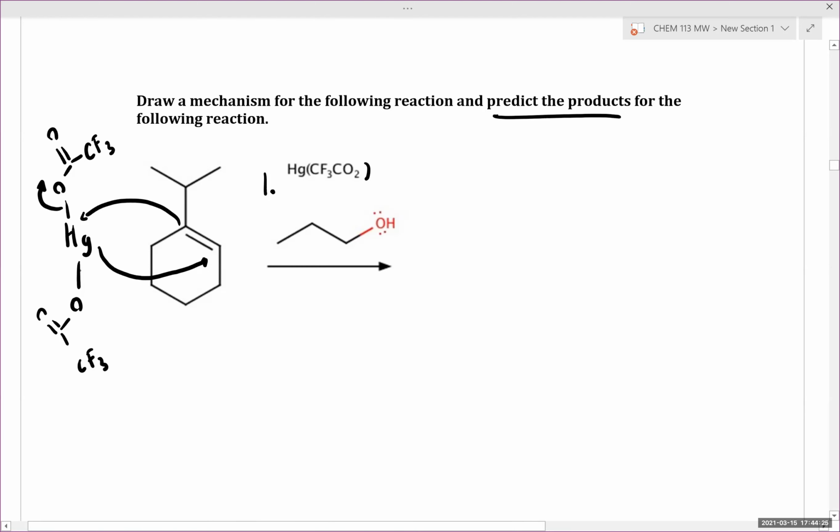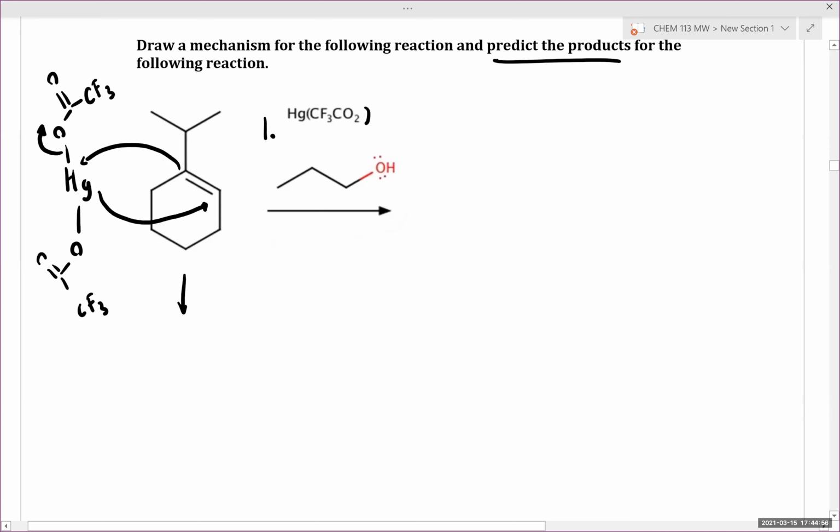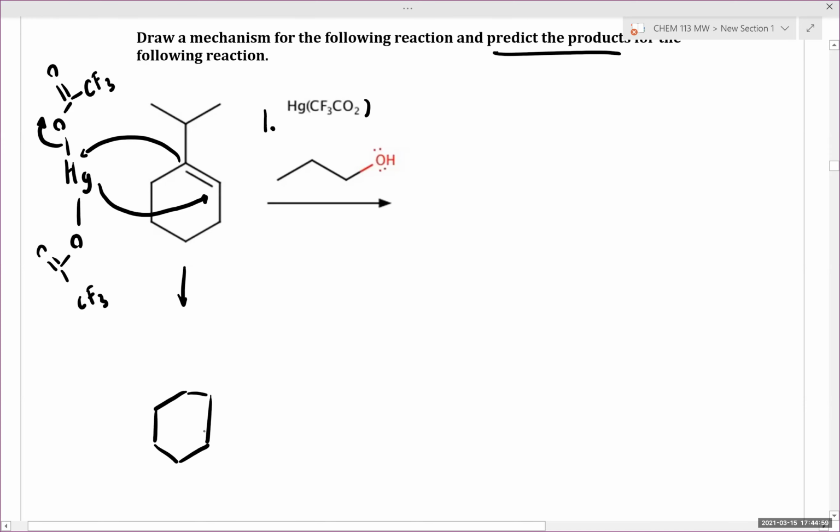Because mercury has a certain number of available sites for coordination. Yep. So we generate our cyclic mercurinium ion with one trifluoroacetate group still remaining. I'm just arbitrarily showing the mercurinium coordinated on the bottom face. So now what's our next step? Let me draw that down here just so that way we can draw the product in its own unique spot. Okay, so we've generated our cyclic mercurinium ion.